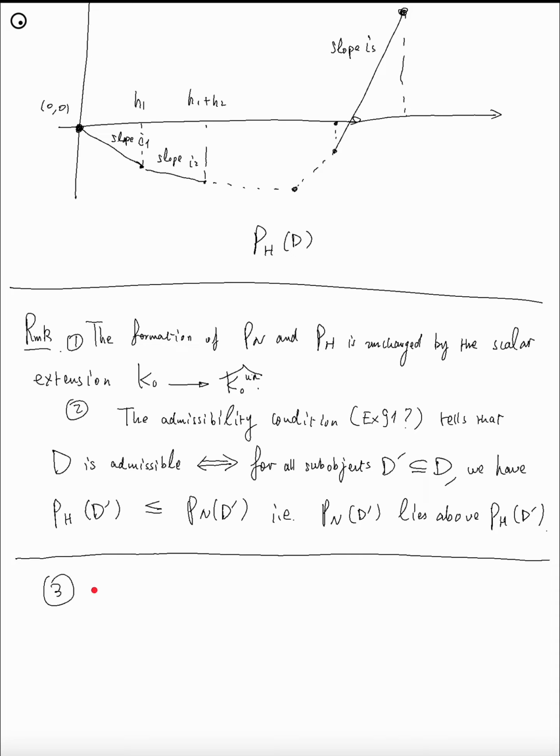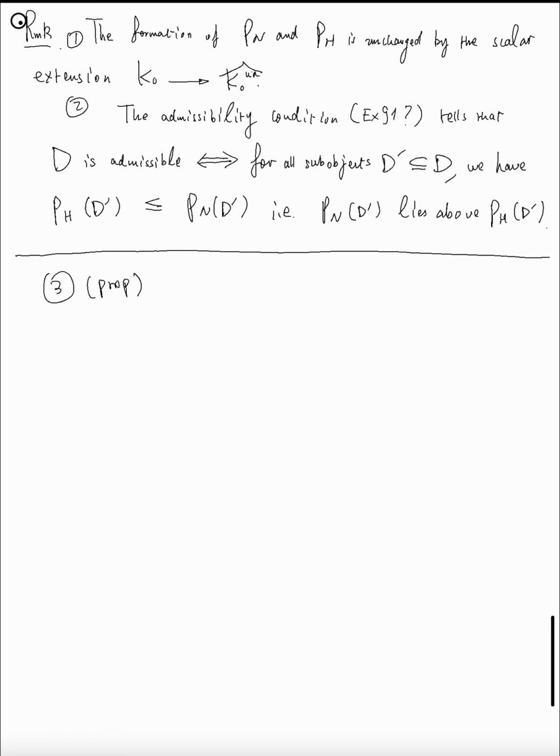Important remark 3. This is a proposition. Maybe someday we give a proof of this. So this one due to Fontaine gives you an equivalent statement of this admissibility. So let D be a filtered K vector space with Frobenius, and say a filtered phi N module.